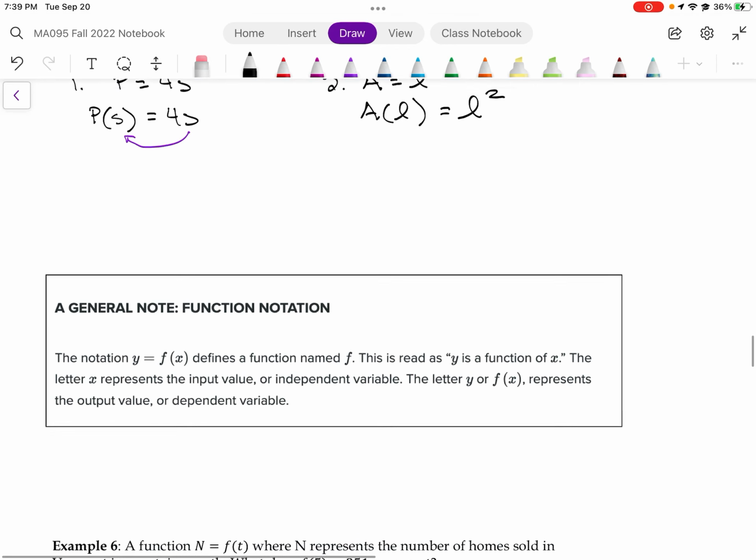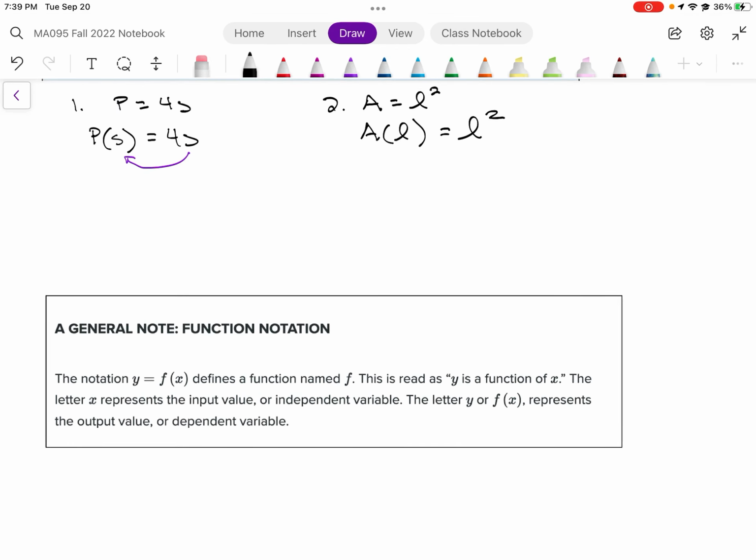All right, general note on function notation. We read y equals f of x as y is a function of x. The letter y or f of x represents the output value.